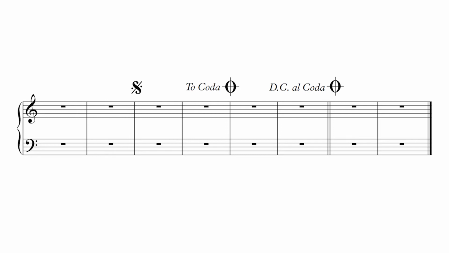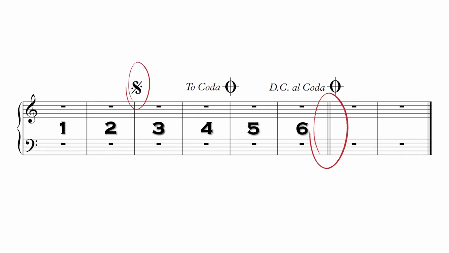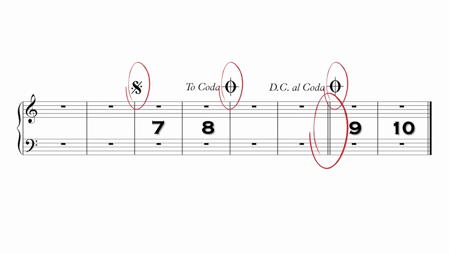In this case, the steps are: play from the beginning till you see D.S. al coda. You find this sign in the sheet music. Play from this sign until you see this sign, which means now you go to coda.